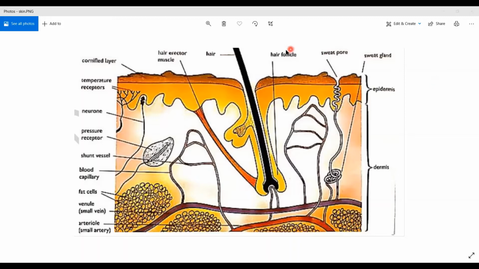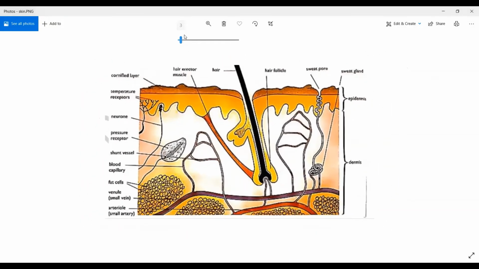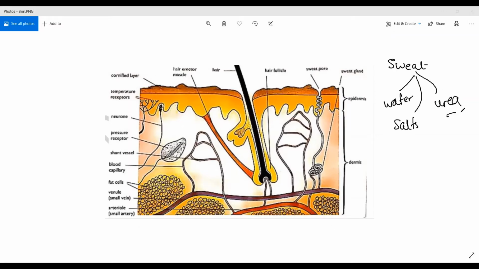The sweat, guys, is made of... let me zoom out a little. The sweat is formed of mainly water together with excess salts and a little amount of urea. Most of the urea gets out in urine. Where does the kidney get these things from? Not from the country. From the blood.